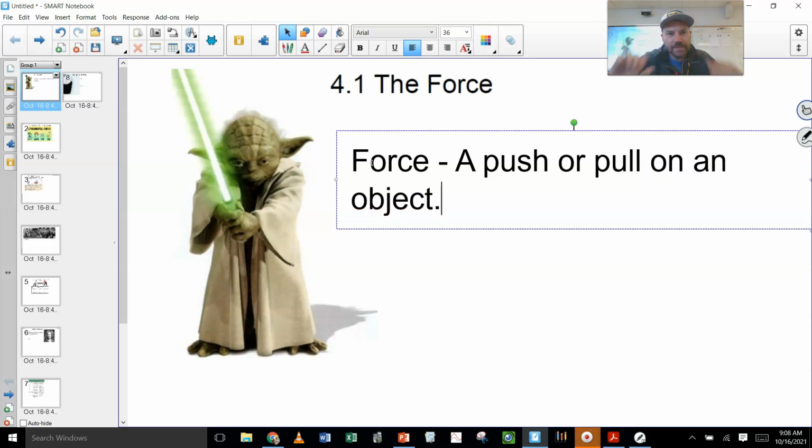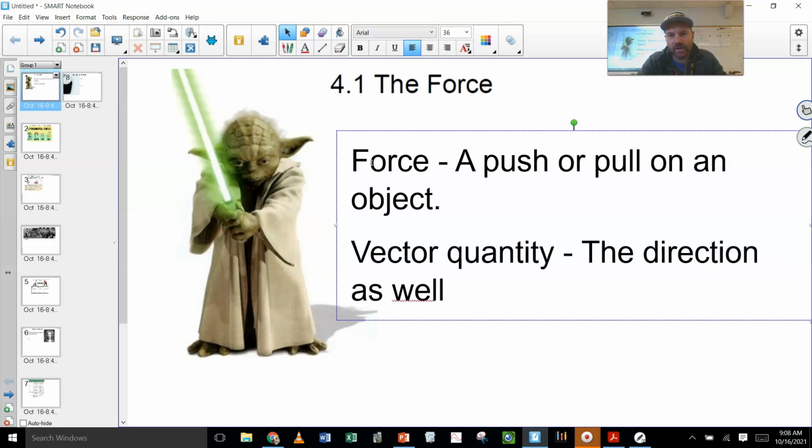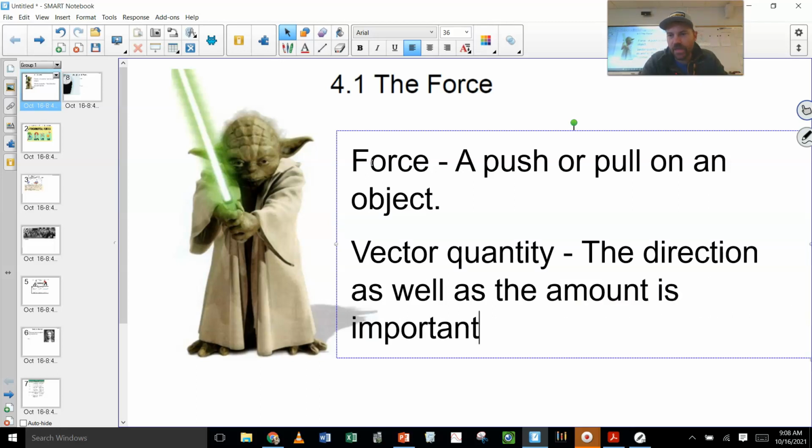If you push somebody or you pull something, and you can push or pull in a lot of different ways with a lot of different agents, we call them. Forces are vector quantities, meaning that the direction as well as the amount is important. Meaning, I can push on you with 100 pounds, or I can push on you with 200 pounds. And it depends how I push on you.